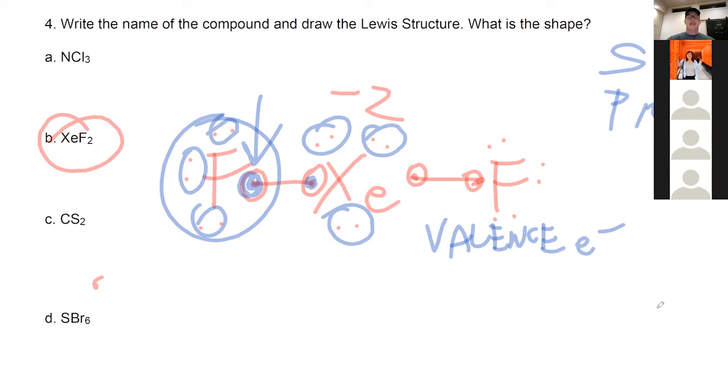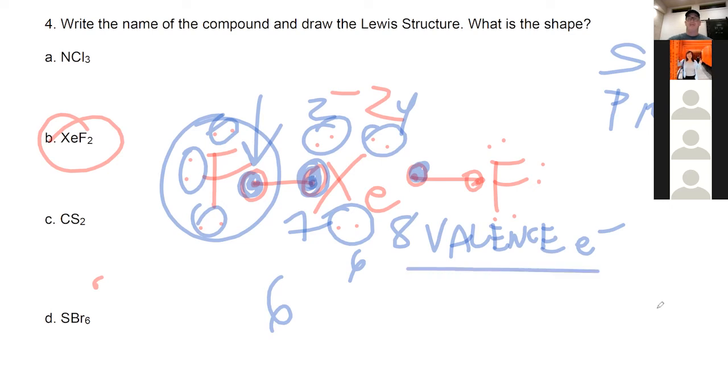And xenon is the same way. We count all the free electrons, the free lone pairs, but only half the bonding electrons. So that's 6 for xenon, 2, 4, 6, and then that one makes 7, and that one makes 8. So it has 8 valence electrons in the diagram. It's supposed to have 8 valence electrons, so there's no charge.